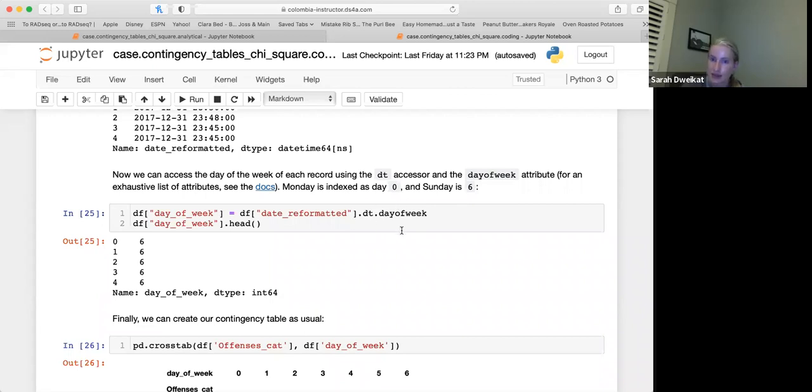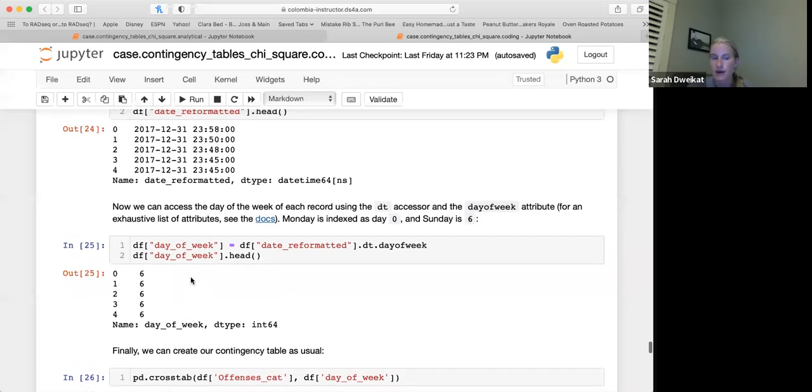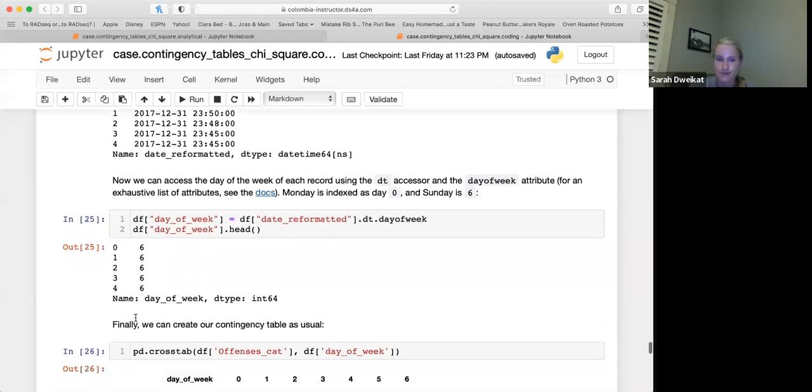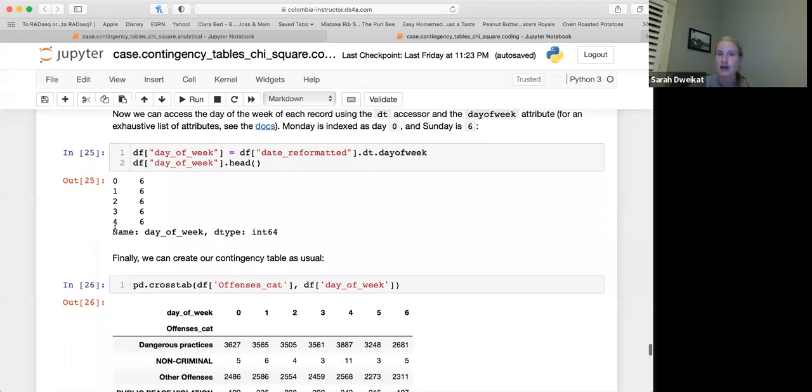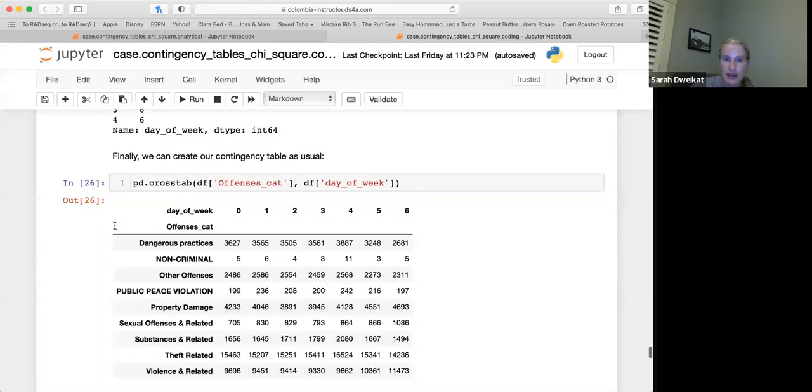So that's a command that actually pulls out, because now we've told Python these are dates, it now knows what Monday, Tuesday, Wednesday, Thursday, Friday is, and it will output for each one of our crimes what day it happened on. So our first 5 crimes happened on a Sunday. Oh yeah, it told us Monday was 0, Sunday is 6. So the first couple crimes in our data frame happened on a Sunday. So this is how we can make that column that will have the day of the week that the crime occurred. And then we can make our contingency table again.